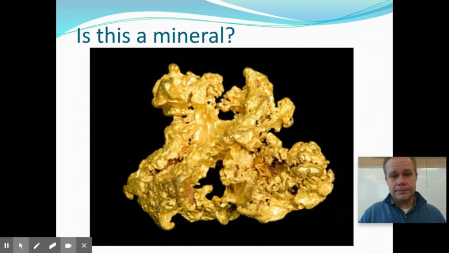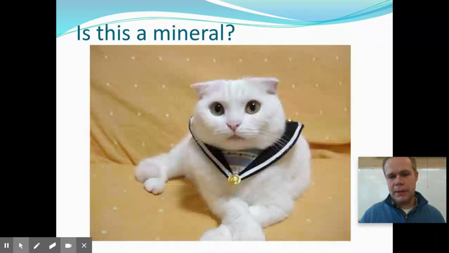This is gold, by the way. This is a mineral. Yes, it is. It is solid, naturally occurring, non-living. And like I said, you can't always see the crystal structure. That one's always tricky. It's there at the atomic level, the microscopic level. You can't always see it.